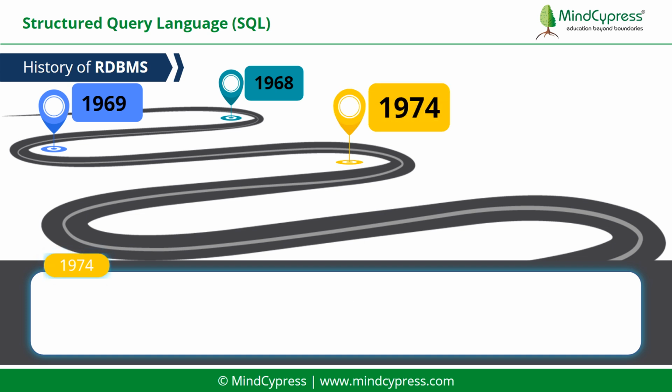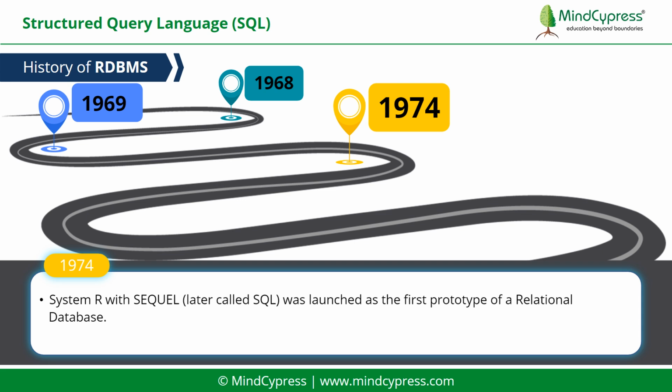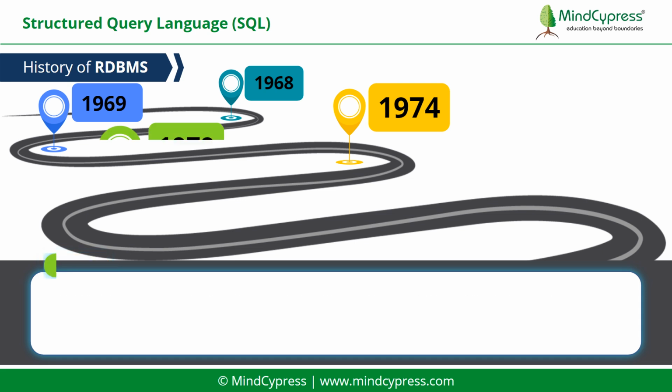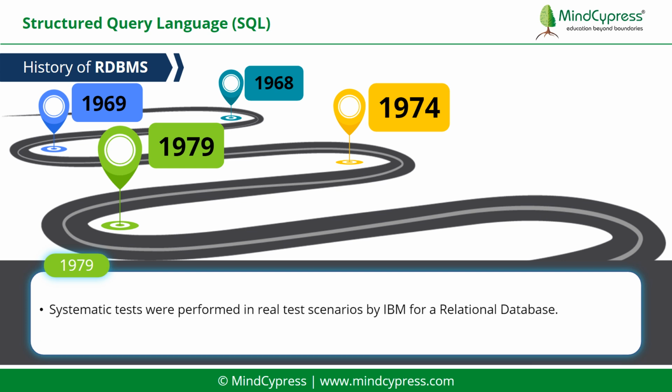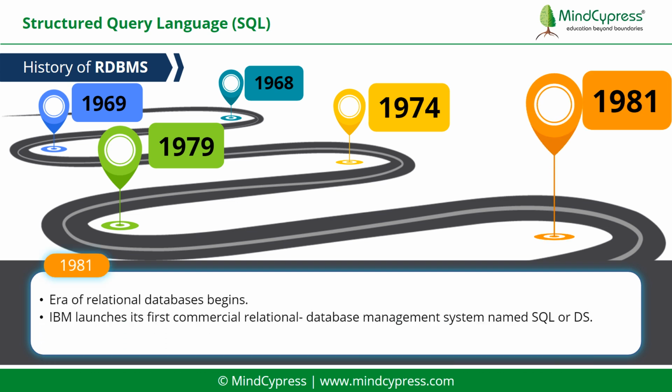In 1974, System R with SQL, later called SQL, was launched as the first prototype of a relational database. In 1979, systematic tests were performed in real test scenarios by IBM for a relational database. In 1981, the era of relational databases begins. IBM launches its first commercial relational database management system named SQL/DS.